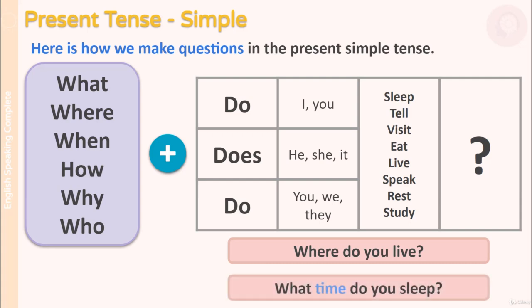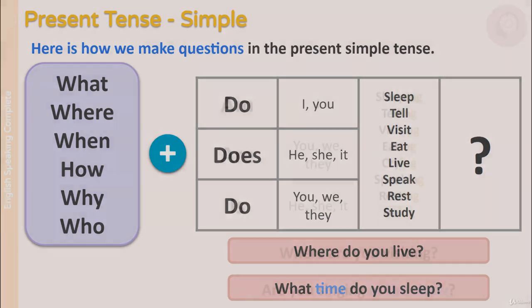What time do you sleep? So we have do, the auxiliary verb, plus you, once again. What time do you sleep? And in blue, I've just added a small detail here. So here's a quick overview on creating questions in the present simple tense.